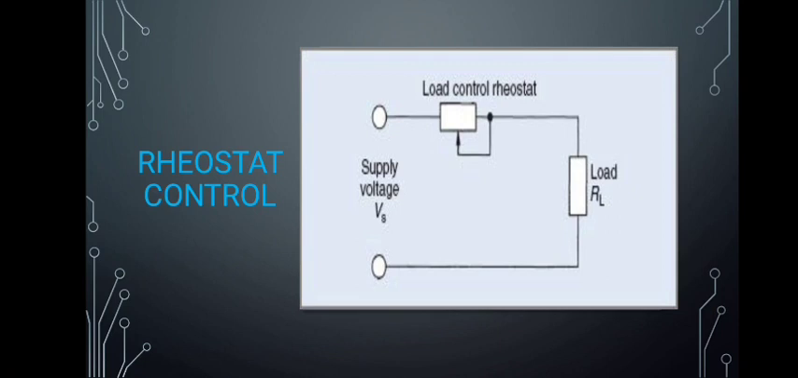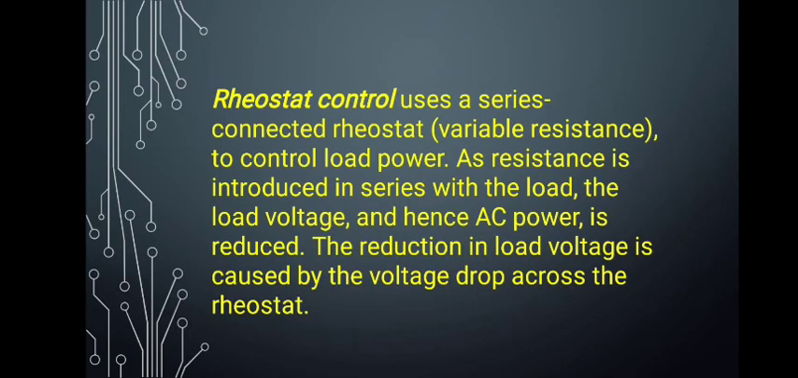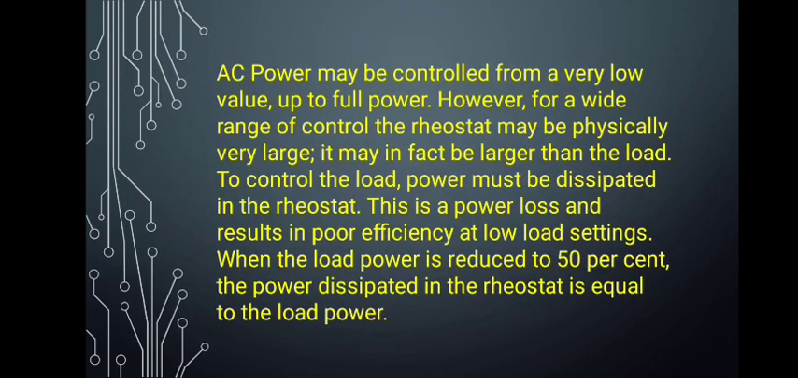Rheostat control. So what is a rheostat control? Rheostat control uses a series-connected rheostat or a variable resistance to control load power. As resistance is introduced in series with the load, voltage and hence AC power is reduced. The reduction in load voltage is caused by the voltage drop across the rheostat. AC power may be controlled from a very low value up to full power.